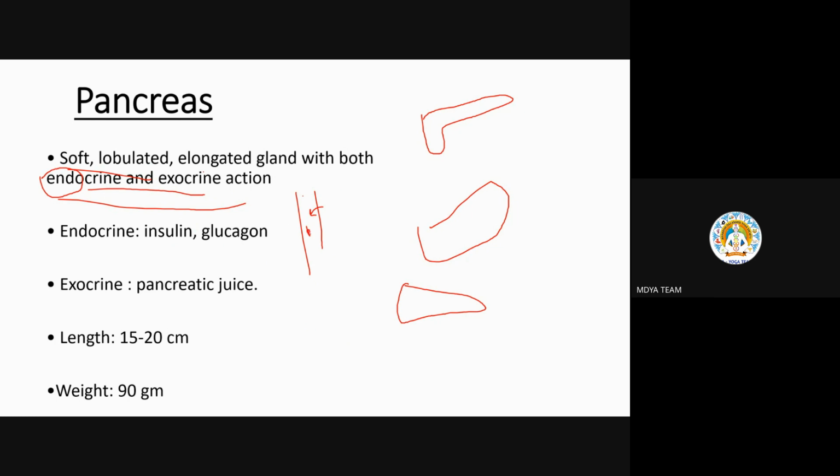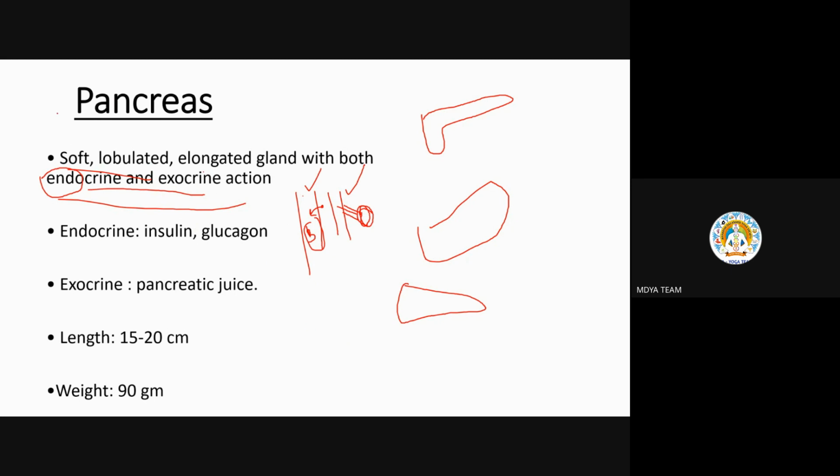And exocrine secretions are not directly secreted into the blood, they go through a duct. So this is exocrine, in this diagram, and this one is endocrine, the hormone which goes directly into the blood, and this one through the duct. And the secretions of exocrine glands are called enzymes, because these are chemicals.